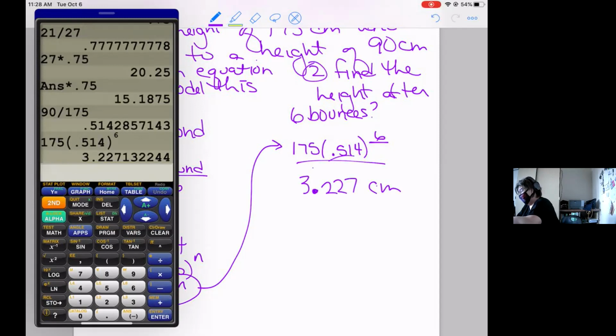On your phone, you're going to put 175 times 0.514. Press this button here with the XY, and then you put 6. You'll get the same thing. Make sure you can get this on your calculator. Do you see what button, Miss L? Yeah. Okay. All right.